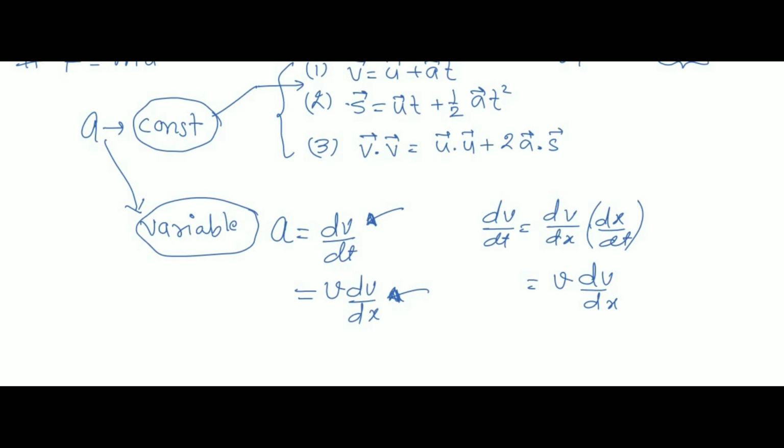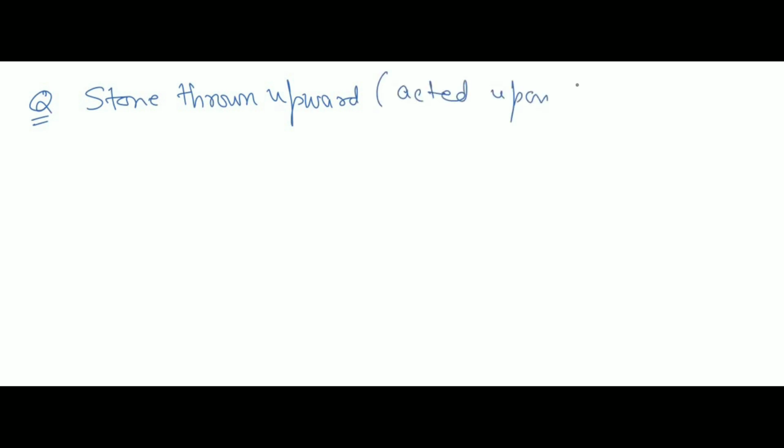Now let us discuss one simple example on these laws. The question is: there is a stone, it is thrown upward and it is acted upon by gravity, and there is a drag force also. The drag force always acts opposite to the direction of the velocity. So if I have a block of mass m and it is thrown in the upward direction, it has an upward velocity. Let me draw only one diagram. This is upward, it has a velocity v, a stone that is thrown upward.